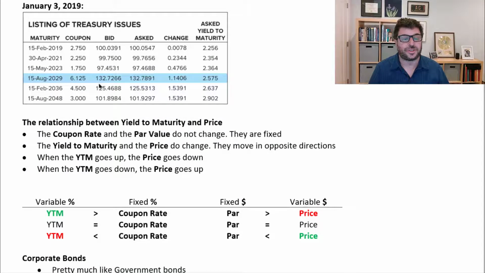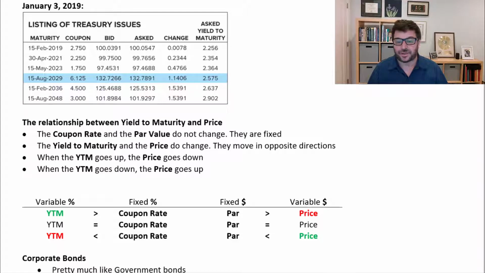Just to bring this in, this is a table of bond prices that are listed in the textbook. And so this is what we were just looking at in the spreadsheet. I was using this bond as well. This is as of January 3rd, 2019. You can see the highlighted bond matures on August 15th of 2029. It has a 6 1/8 coupon. The ask price is $132.789.91. This is the price that someone will sell the bond to you. This is the price you have to pay to buy the bond from them. And then this is the ask yield to maturity of 2.575.